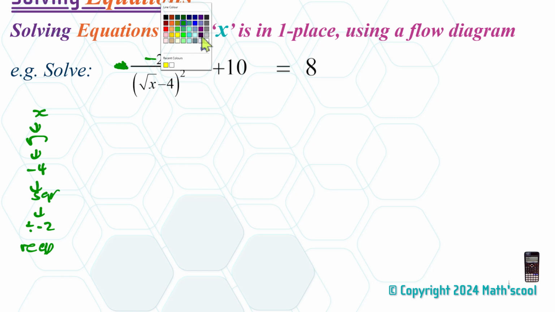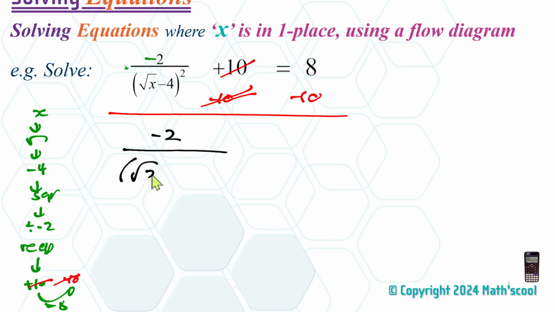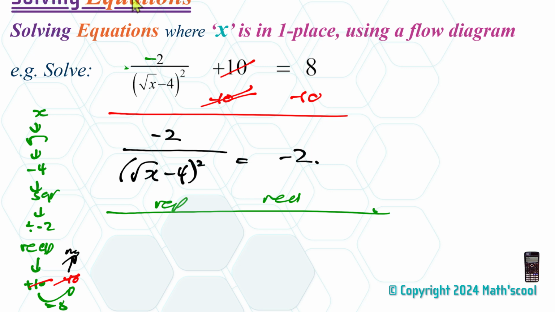So, I need to recip it, which I've done, and then plus 10. So my first step is to minus 10, that will cancel with that. And so that's going to cancel with that. And it's going to give me minus 2 over root x minus 4 squared equals 8 minus 10 is minus 2. Now I'm going to recip both sides. In this case, that just means turning the fraction upside down.